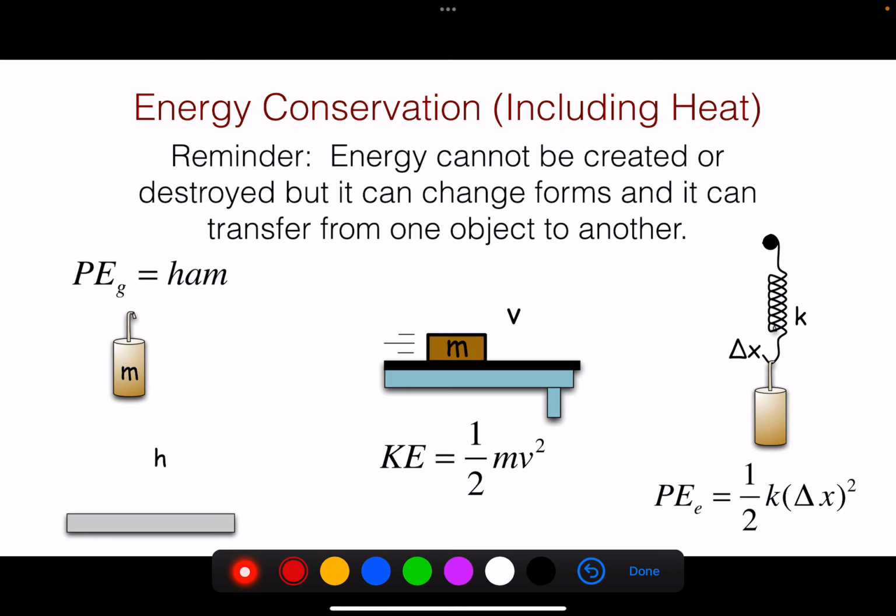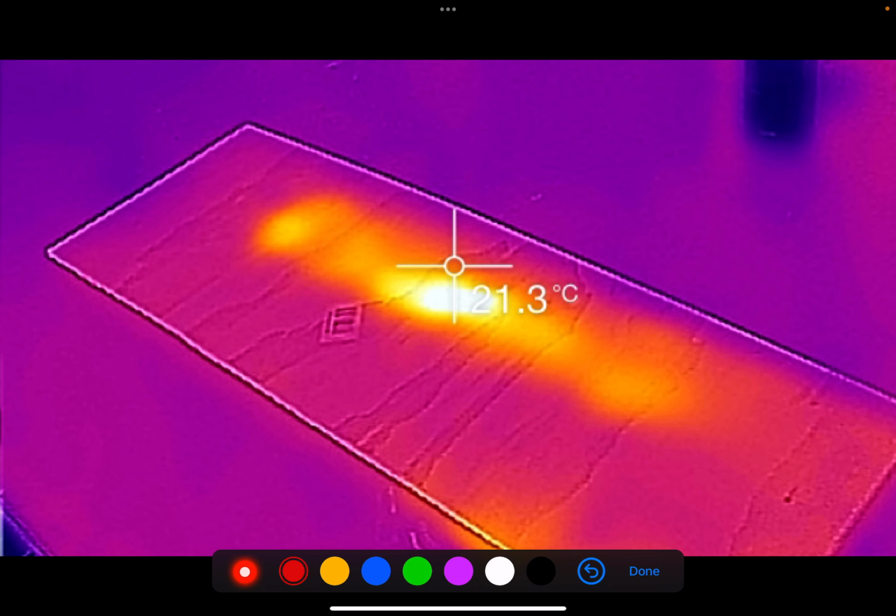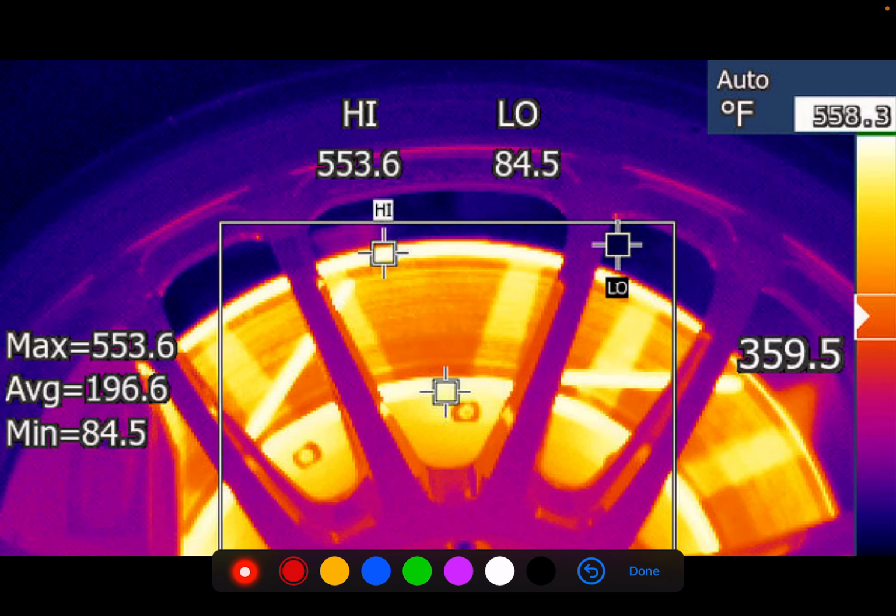Okay, so today we want to remind you that energy conservation is the idea that energy cannot be created nor destroyed, but it can change form and it can transfer from object to object. And we learned about gravitational potential, kinetic, and elastic energy before. And we've already talked about this year how kinetic energy can turn into heat as friction slows an object down.